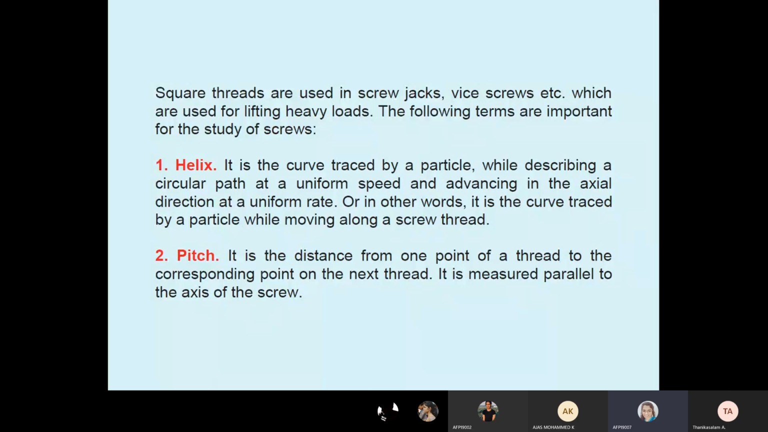The following terms are important for the study of screws. Helix: it is the curve traced by a particle while describing a circular path at uniform speed and advancing in the axial direction at a uniform rate. Or, in other words, it is a curve traced by a particle while moving along a screw thread. Pitch: it is the distance from one point of a thread to the corresponding point on the next thread. It is measured parallel to the axis of the screw.